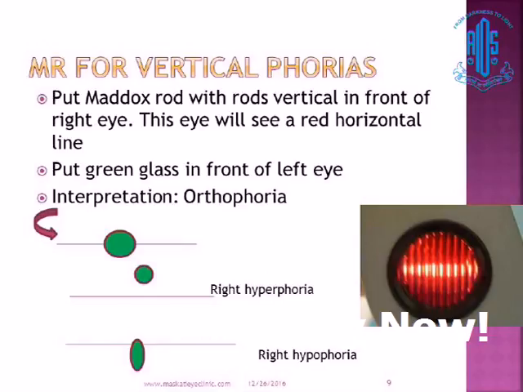Now you turn the rod the other way around so that now the rods are facing vertical, so the line is horizontal. Similarly, it will bisect the other yellow dot or the green dot. If it's orthophoric, it will bisect it. Otherwise it will go either above or below it, depending on whether it is hyperphoric or hypophoric. So this is a very, very simple test. Just by putting a Maddox rod and using a spot of light, you can diagnose a heterophoria or a latent squint for distance.